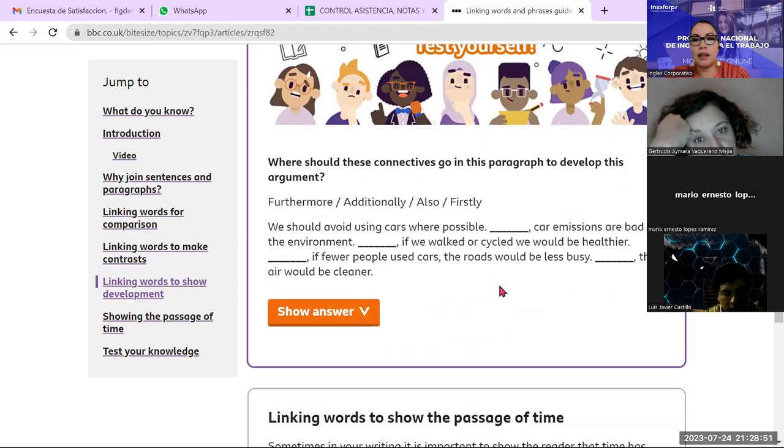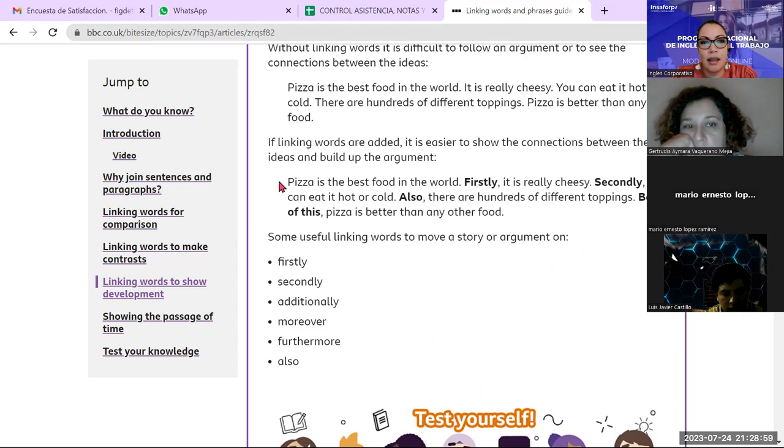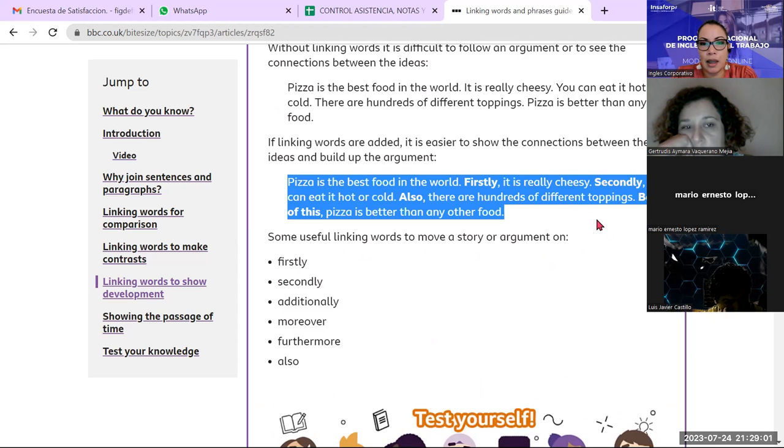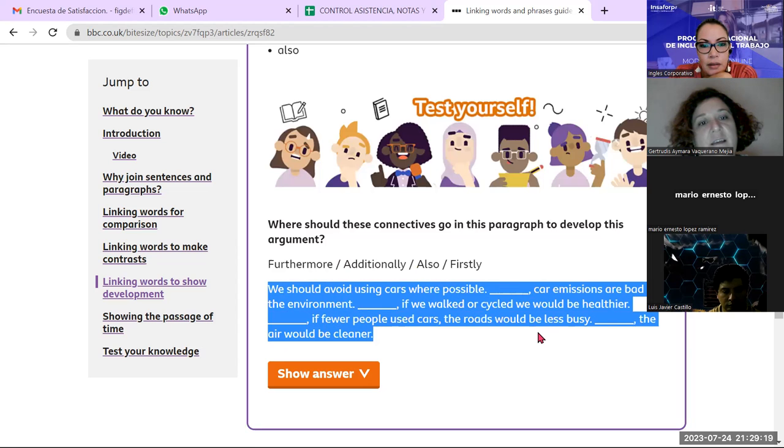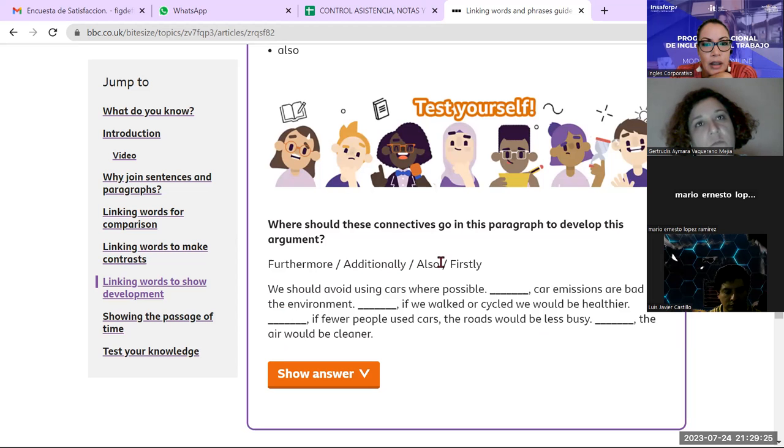Where should these connectives go in this paragraph to develop this argument? Aquí, similar que en este, es de agregar los conectores para darle como la secuencia, el orden, cómo va desarrollándose la idea. Es más que todo en eso, cómo irle proveyendo de un orden. Y aquí nos da el parrafito. Y tenemos los cuatro: furthermore, additionally, also, and firstly.